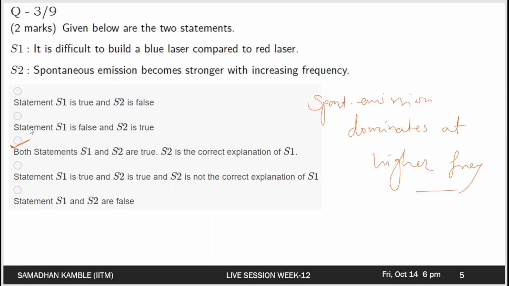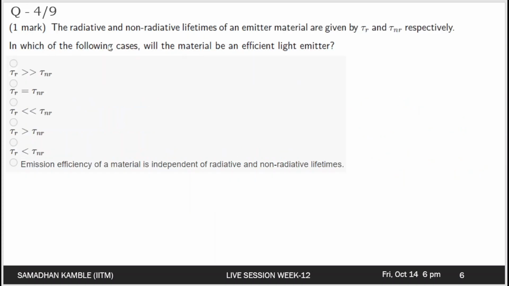Okay, so let us move then to question number 4. This is a 1 mark question. It goes as follows. The radiative and non-radiative lifetimes of an emitter material are given by tau r and tau nr respectively, and it is asked in which of the following cases will the material be an efficient light emitter.